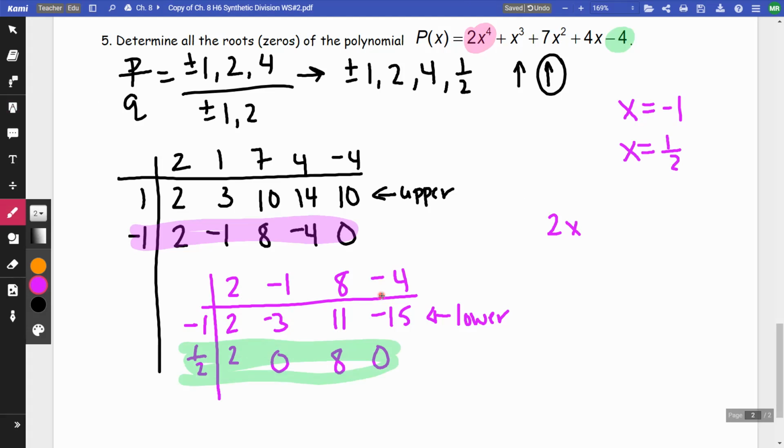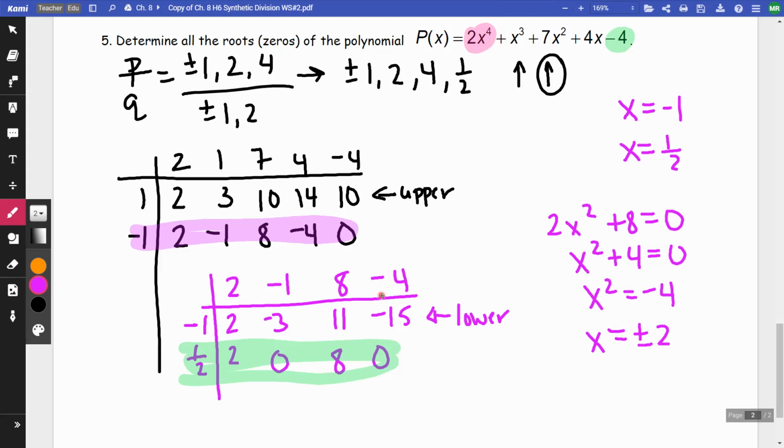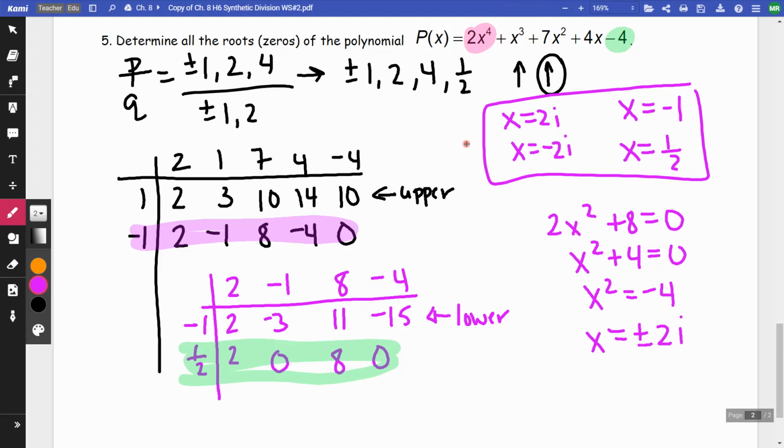Now I have 2x squared plus 8 equals 0. I'm going to divide everything by 2 and get it down to x squared plus 4 equals 0. I'm going to subtract 4 from both sides and get a -4. I'm going to get imaginary answers here. I'm going to take the square root and get plus or minus 2i. So I have 2 x-intercepts, and then these 2 roots, which are not going to end up being x-intercepts: 2i and its conjugate, -2i. These are my 4 solutions.